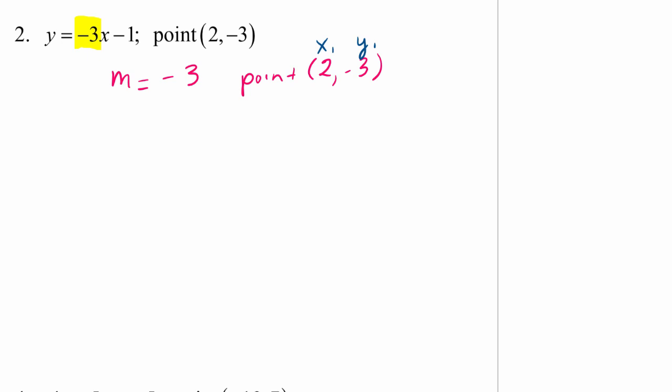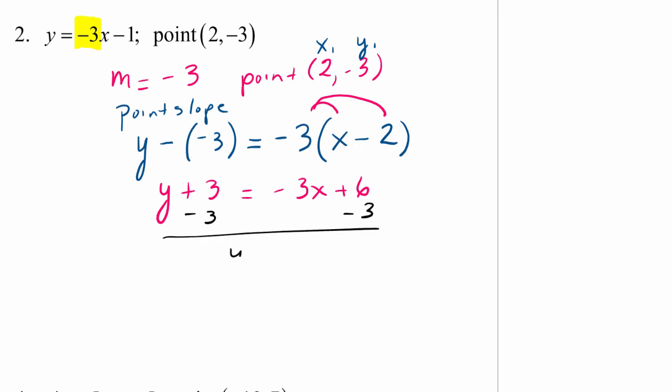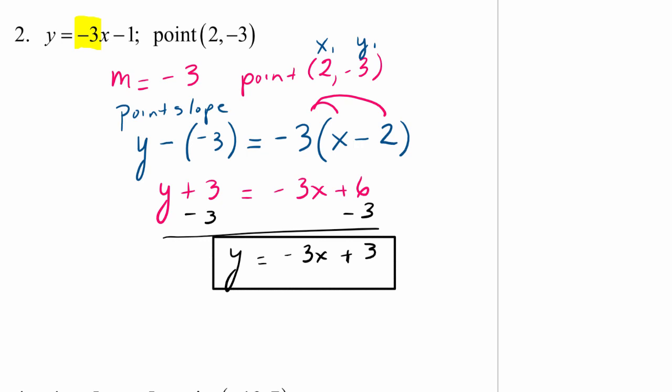And then we're going to use our point slope form again to get their equation. And so that goes as y minus y1, which would be a negative 3, equals m times x minus x1. And then we're going to distribute the negative 3, change these two signs here to y plus 3 equals negative 3x plus 6. And then we're going to subtract 3 to get this line into our slope-intercept form, which is right there. Okay, I bet that one went a lot quicker for you.